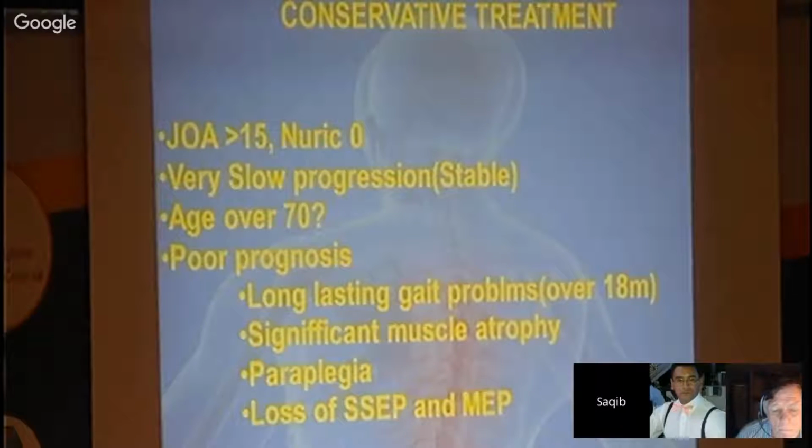So that's my approach. If I have these scores, I could treat my patient conservatively, or if the patient is very slowly progressing or stable, I could observe. If the patient is very old, I could observe, or if there is a very poor prognosis, namely long-lasting gait problems, significant muscle atrophy, if the patient is already paraplegic, or if we don't see changes when we do neurophysiology, I might consider just conservative treatment.